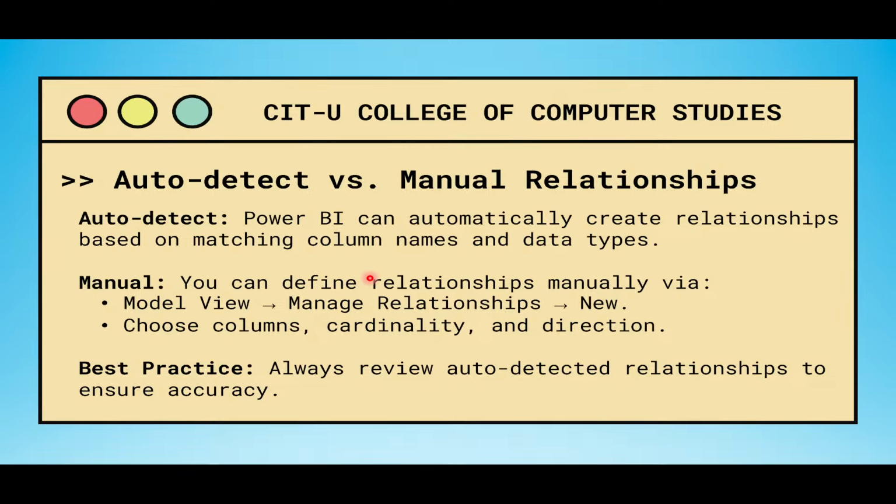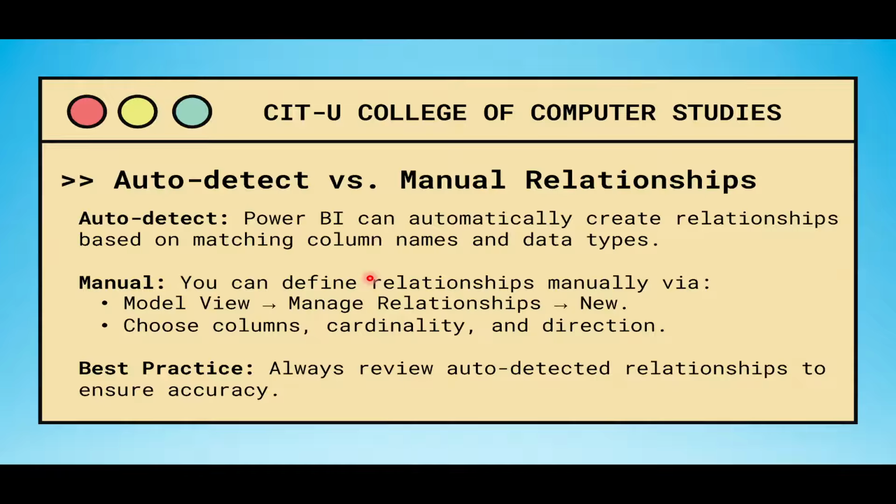Now, Power BI can actually auto-detect relationships. Power BI can automatically create relationships based on matching column names and data types. So that's why it's also important that the raw source data is already cleaned and transformed in such a way that the keys are clearly present or clearly labeled. So it's already easy for us to manage the relationships during data modeling.